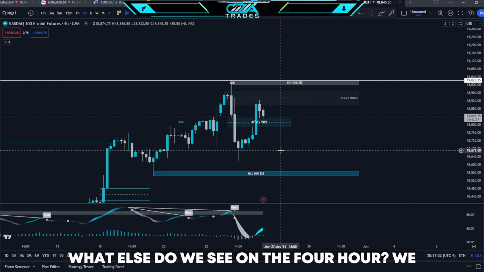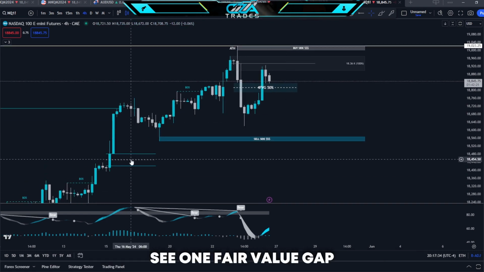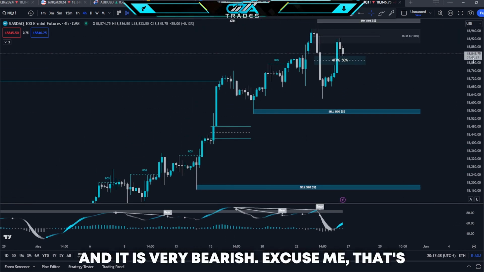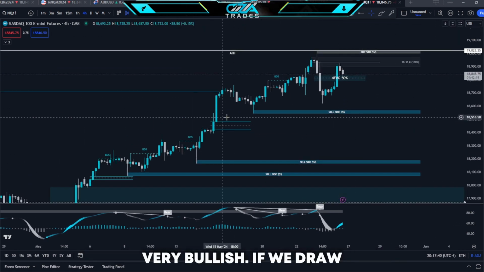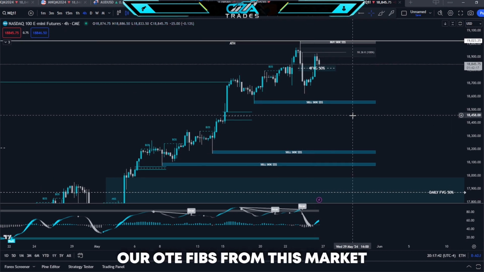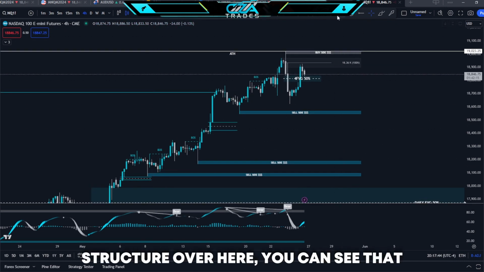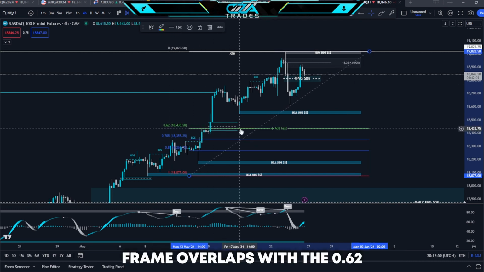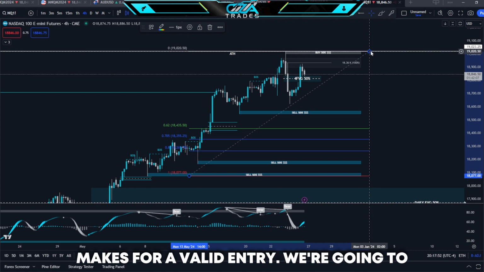What else do we see on the 4-hour? We see one fair value gap over here inside this. And it is very bearish. Excuse me, that's very bullish. If we draw our OTE fibs from this market structure over here, we can see that that's in our OTE time frame. Overlaps with the 0.62, makes for a valid entry.